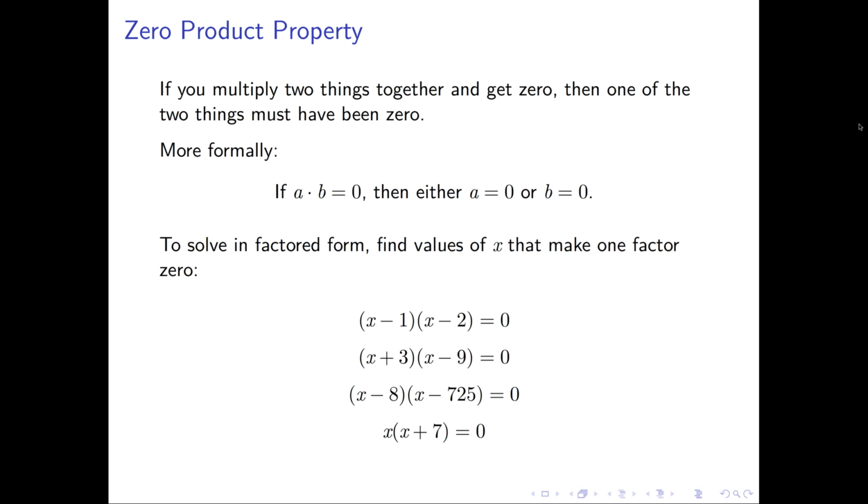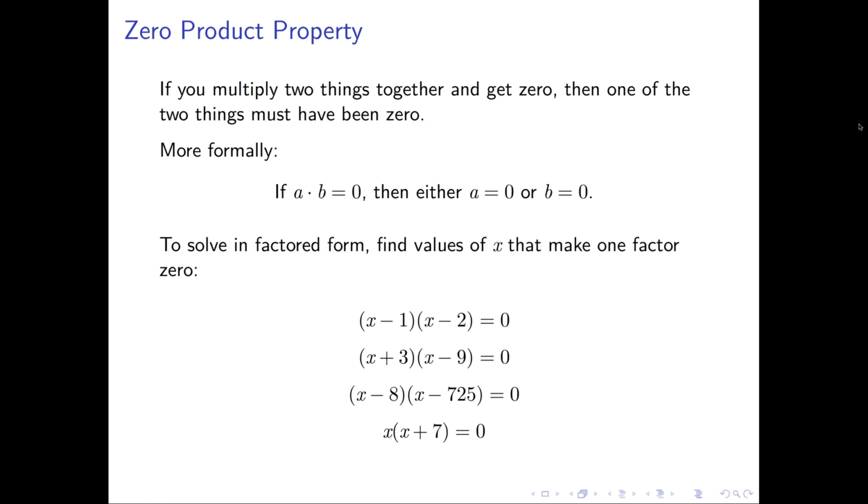Now, to solve in factored form, you need to find values of x that make one factor 0. You can see in the first example below, x minus 1 times x minus 2, that if x is 1, 1 minus 1 is 0. The second factor is 1 minus 2, negative 1, but 0 times anything is equal to 0. In the second example, you can see that negative 3 will make the first factor equal to 0, and 9 will make the second factor equal to 0. So both negative 3 and 9 would be solutions to that equation.